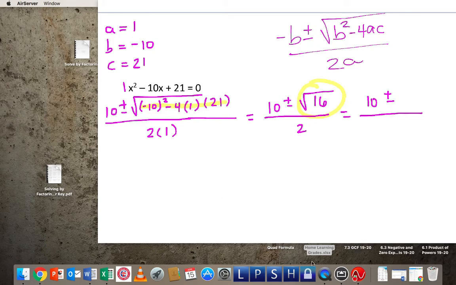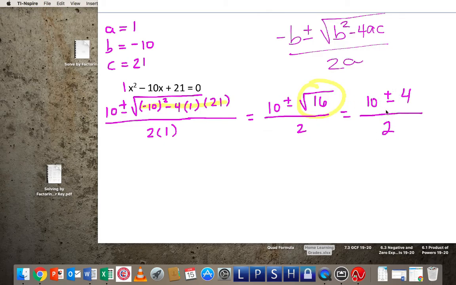So the square root of 16, a lot of you probably know that off the top of your head, but if not, you can always type it into your calculator. So the square root of 16 is 4, and on the bottom we still have my 2. So 10 plus or minus, I know the square root of 16 is 4, all over 2.